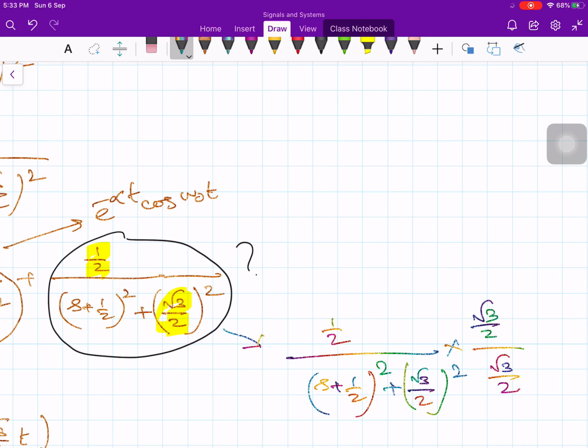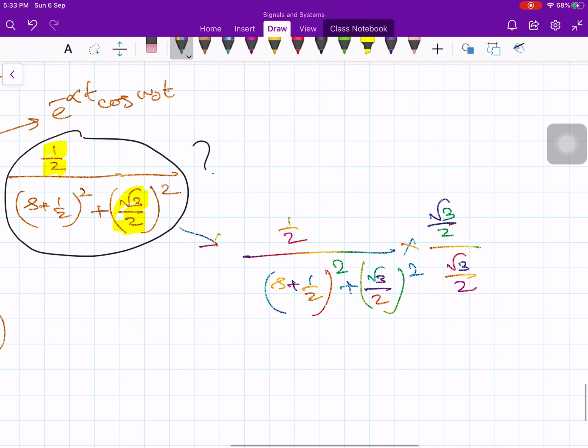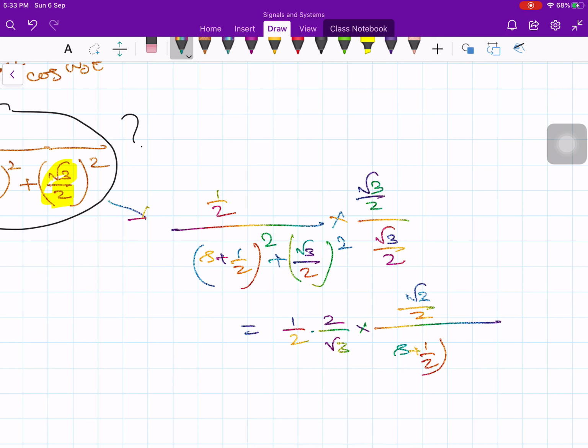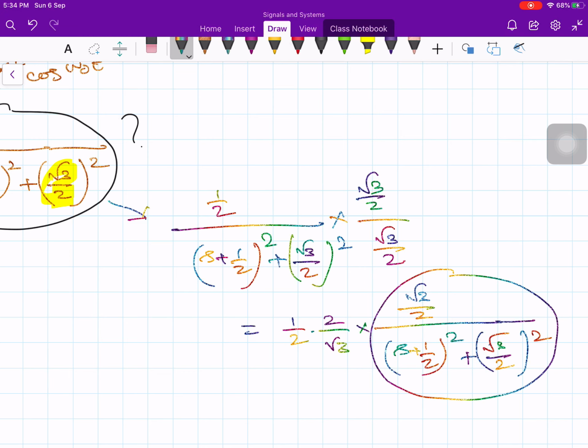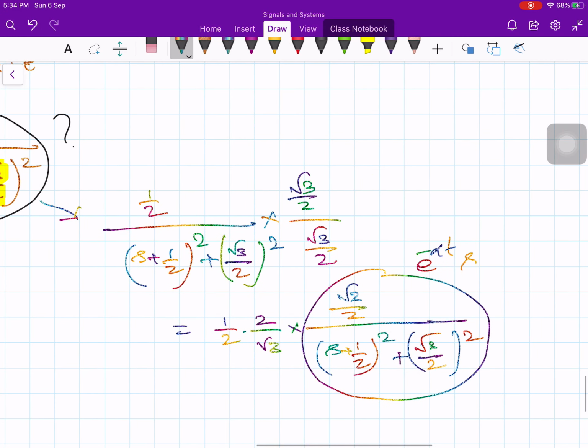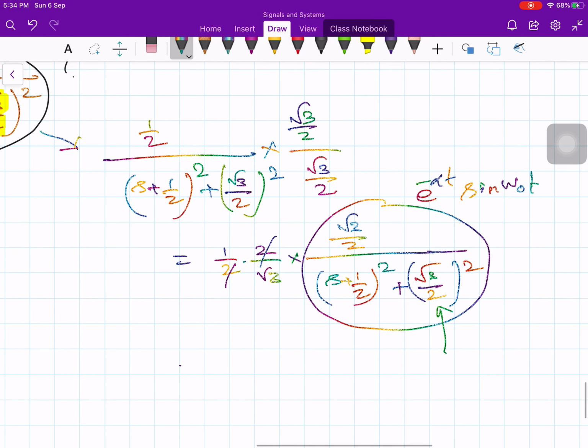Now what will happen? You simplify this as 1 by 2 times 2 by root 3 times root 3 by 2, divided by s plus 1 half the whole squared plus root 3 by 2 the whole squared. This is just a manipulation to bring it to the standard format. Now this looks like e to the minus alpha t times sine omega naught t. What is omega naught? This. That 2 and that 2 will get cancelled. So 1 over root 3 times e to the minus 1 half t sine of root 3 by 2 times t.